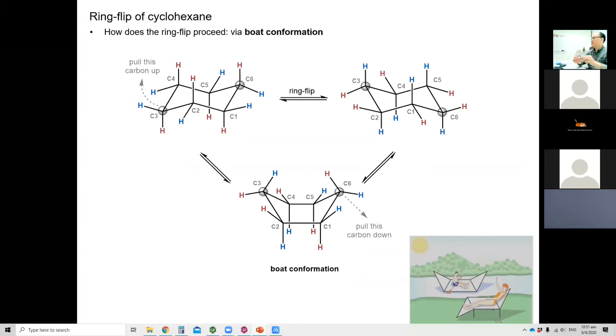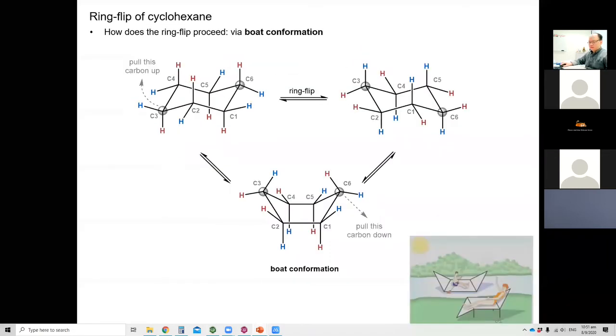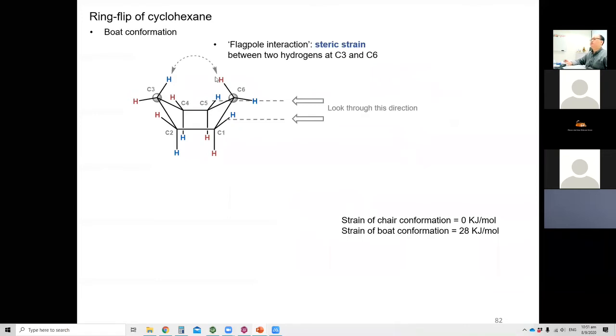Okay, so if you have a model, practice on this. If you know the ring flip process very clearly, it really helps you to understand a lot of the stereochemistry of the chair conformations and the six-membered rings. Okay, and so you see there is a boat conformation, which is totally different from the chair conformations here, right? So let's learn more about the boat conformation.